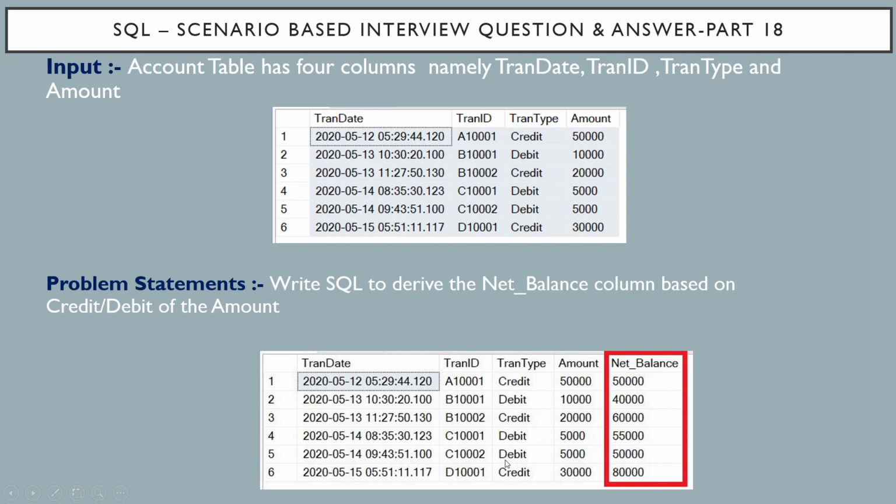Again in the fifth row, there has been a debit of 5,000 and the net balance will be 55,000 minus 5,000 equal to 50,000. And in the last row there has been a credit of 30,000, that means 50,000 plus 30,000 will make it 80,000 in the net balance. So we have to derive this net balance column. Let's see how we can do this in SQL Server.